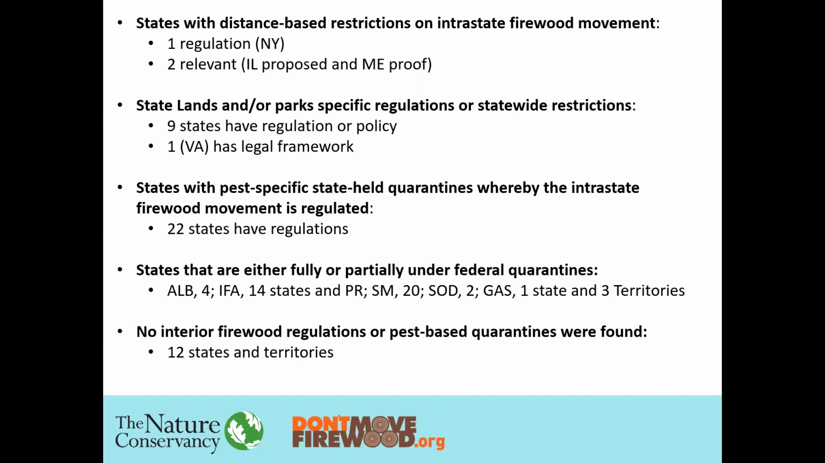For spongy moth, there are 20 states that are either partially or fully under federal quarantine. Sudden oak death, also known as Phytophthora ramorum, 2 states. Giant African snail, also known as giant African land snail, has 1 state and 3 territories under either full or partial federal quarantine. So all of these have a federal rule that prohibits the outbound movement from the quarantined area to anywhere else because of those specific pests, and firewood is a regulated item reasonably within either the list of regulated items or the sort of other items that may carry qualification within regulated items.